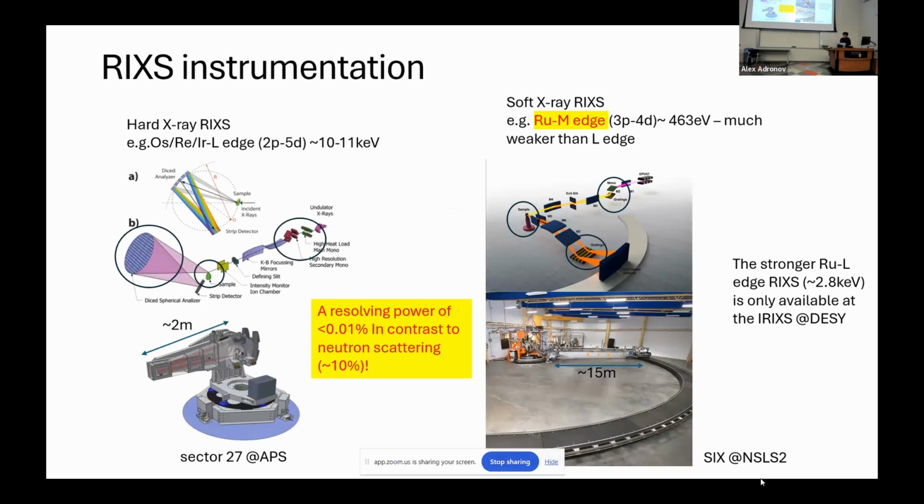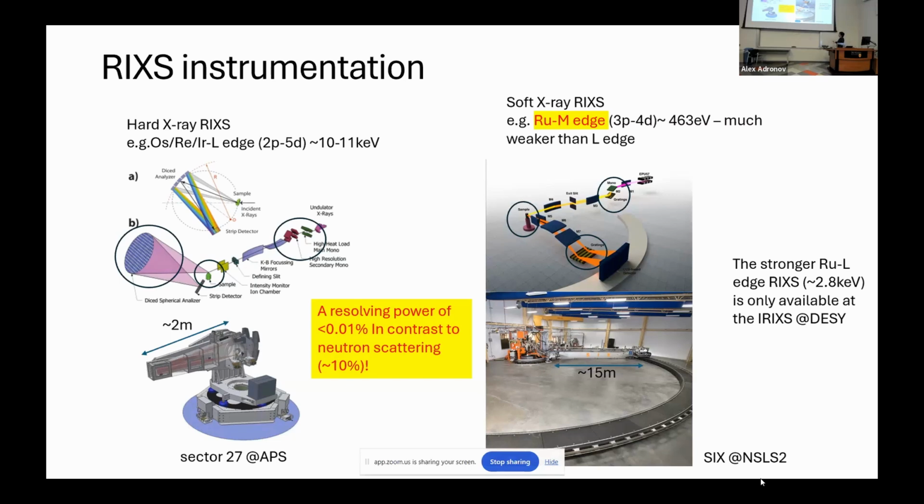Essentially, this is a scattering technique. Like any other scattering technique, you have to have a monochromator that selects your incident energy, a sample, and then an analyzer that selects your outgoing photon energy. The most successful application of RIXS is to 5d systems at the osmium, rhenium, and iridium L edge, which is from 2p to 5d. They're successful because these are in the hard X-ray regime, meaning their wavelength is short.